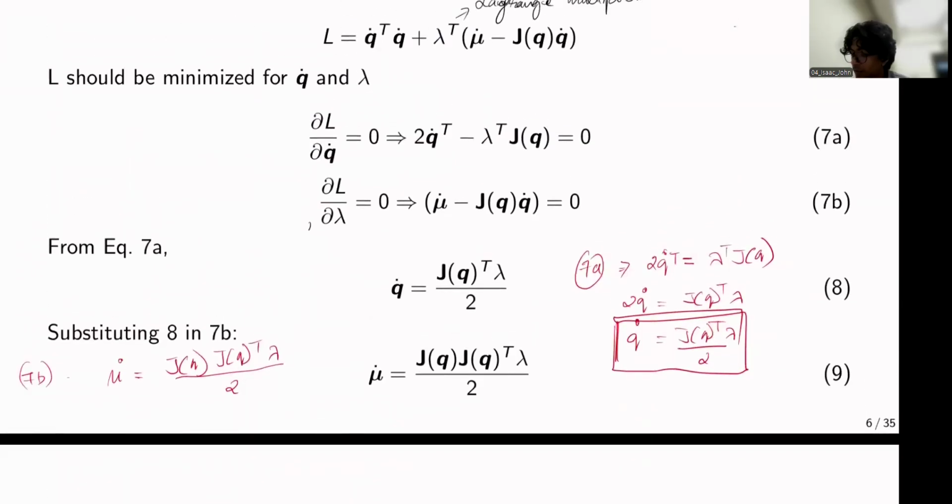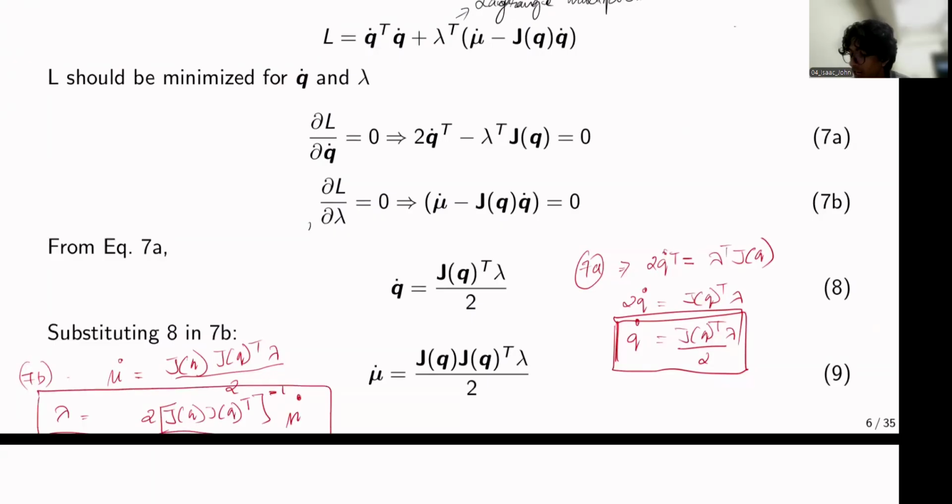From this equation, I'll have to rewrite everything in terms of lambda. So lambda now becomes 2 mu dot, sorry, let me write it properly. Lambda now becomes 2 multiplied by j of q transpose the whole inverse mu dot. This will become your lambda.